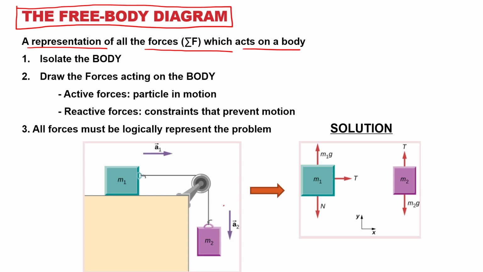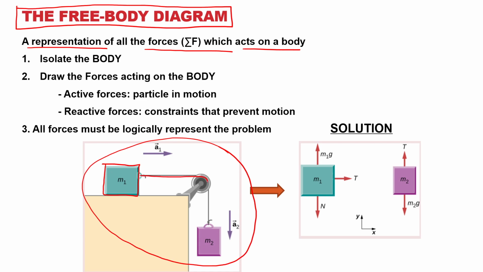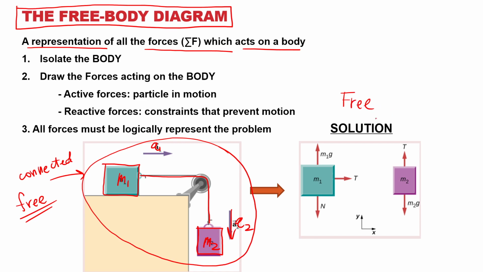If you look here, this is a system. And this system has a box, and you've got cables connected to another mass. So this one is M1, this one is M2. Apparently M2 is moving down with an acceleration A2. This one is moving to the left with an acceleration A1. So this whole thing is connected. When I say connected, mass 1 is connected to mass 2. So they are not yet free. So what you should do is, you should free them. So that is what we mean by free body diagram.